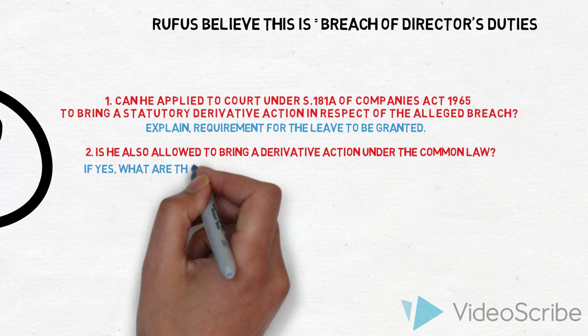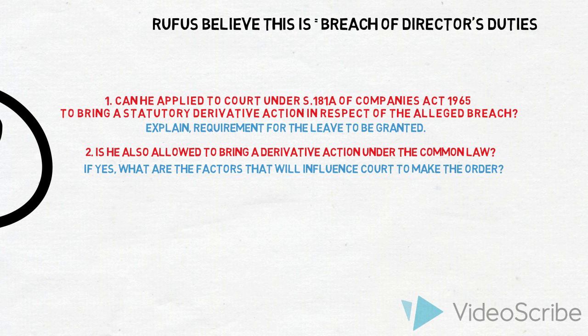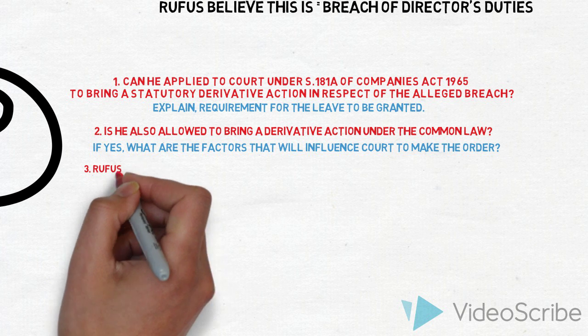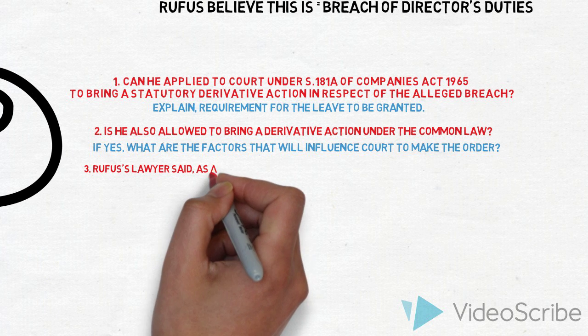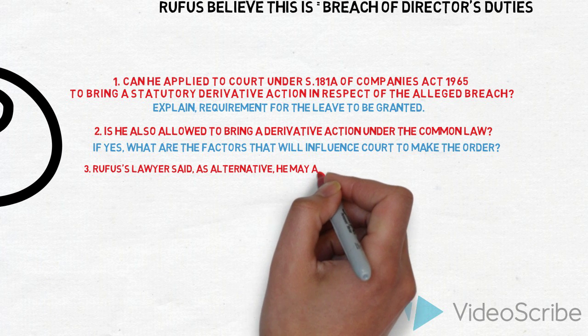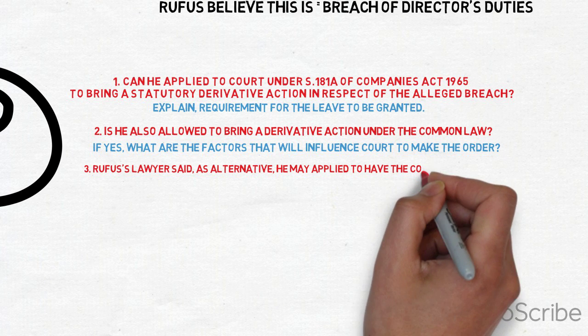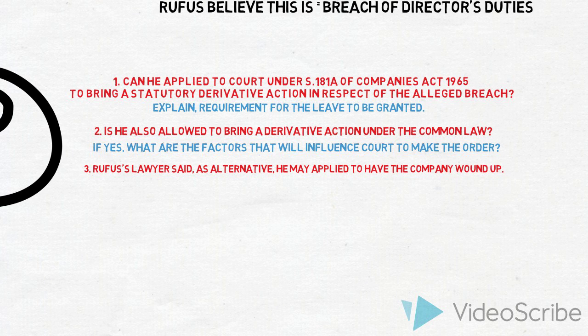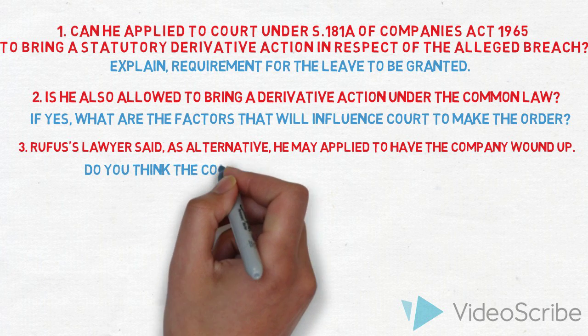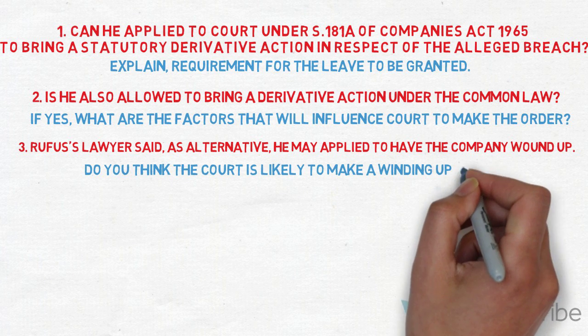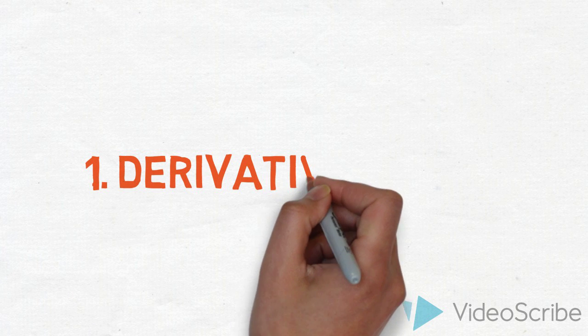Finally, Rufus' lawyer says that as an alternative, he may apply to have the company wound up. Do you think the court is likely to make a winding up order? To answer the first issue, we first need to know what is derivative action.